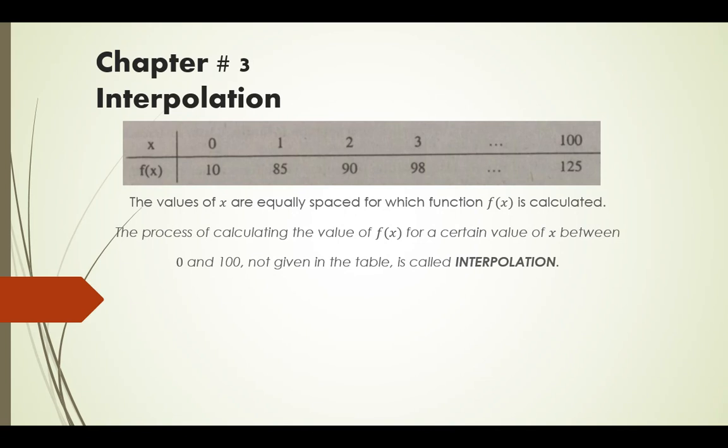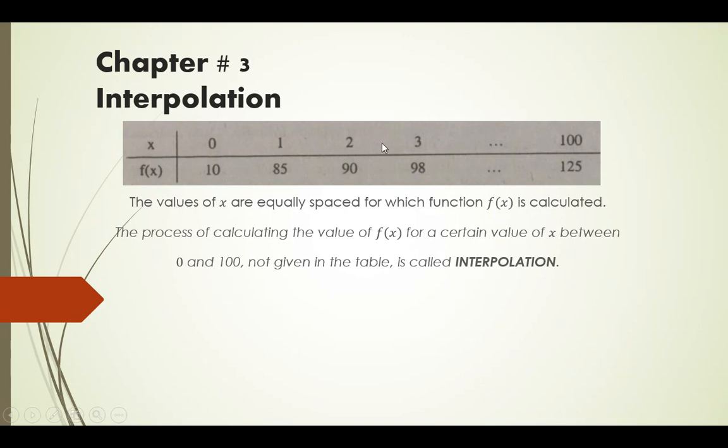Now I'm going to define this word interpolation. What is interpolation? So remember that you see that for x equal to 0 there is the value of f of x, which is 10. For 1 there is the value of f of x, which is 85. For x equal to 2, here is the value of f of x, which is 90. And for 3, here is the value of f of x, 98, and so on.